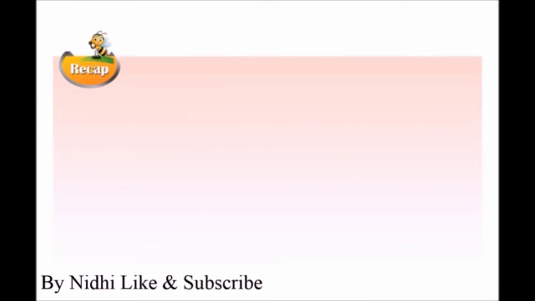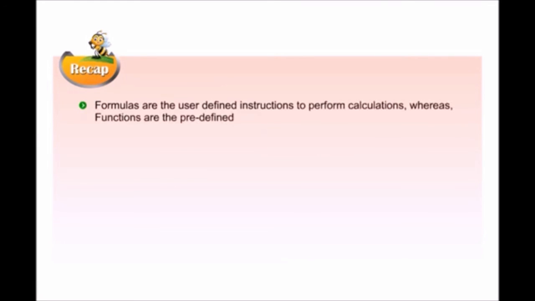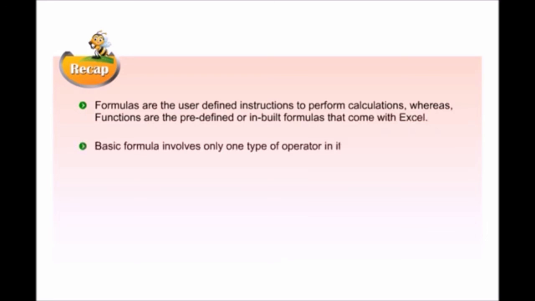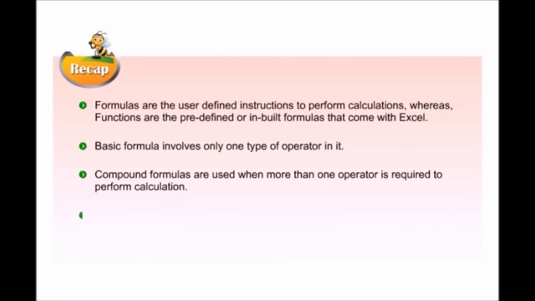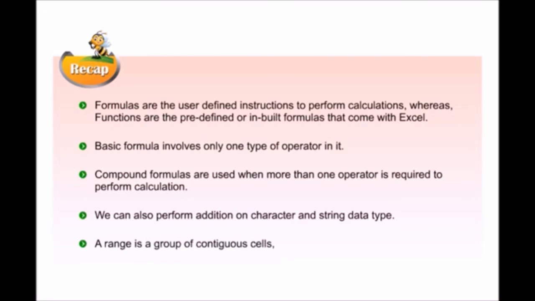Okay, students, let us take a recap of this chapter. Formulas are the user-defined instructions to perform calculations, whereas functions are the predefined or inbuilt formulas that come with Excel. A basic formula involves only one type of operator in it. Compound formulas are used when more than one operator is required to perform a calculation. We can also perform addition on character and string data types. A range is a group of contiguous cells which form the shape of a rectangle.